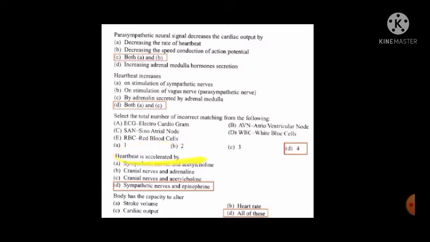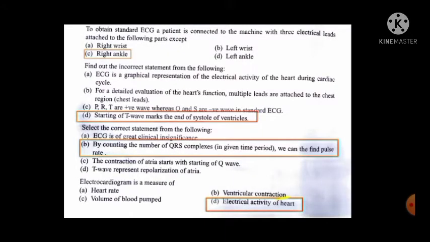Heartbeat is accelerated by the sympathetic nerve and epinephrine, called adrenaline, secreted by the adrenal gland. The body has the capacity to alter stroke volume, heart rate and cardiac output. To obtain the standard ECG, a patient is connected to the machine with 3 electrical leads attached to the following parts except: right wrist, left wrist, left ankle, right ankle. Right ankle is not included.